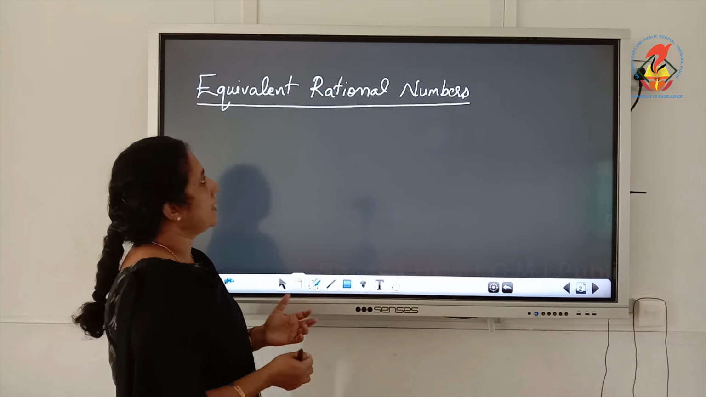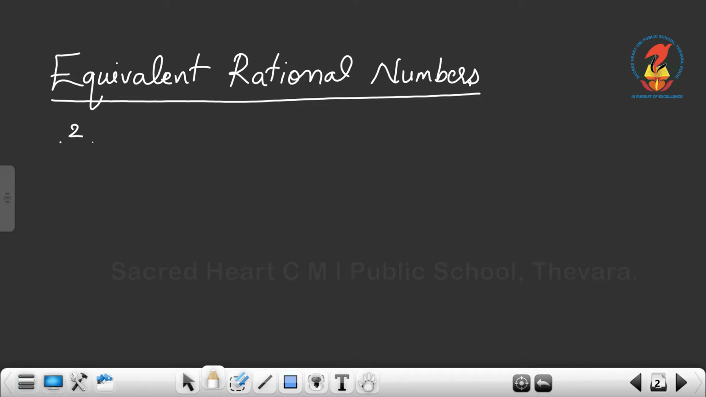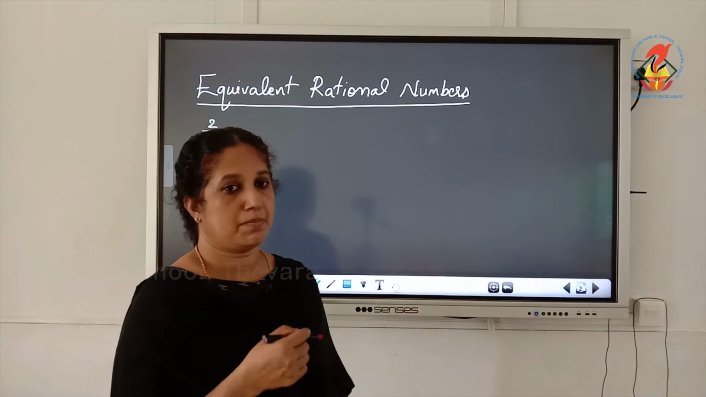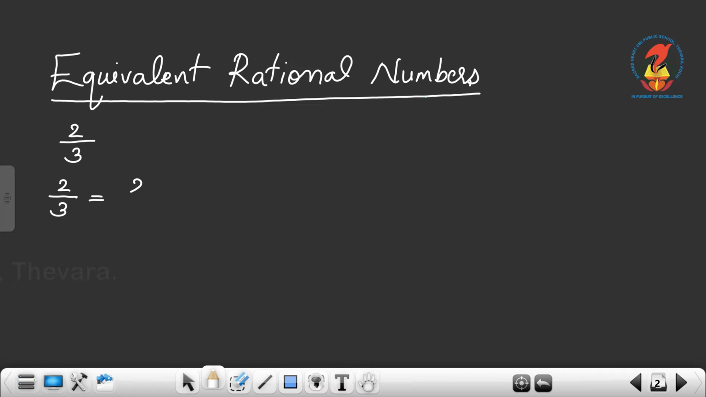And how will we obtain the equivalent rational numbers? Now consider the rational number 2 by 3. We can multiply the numerator and denominator of this rational number by a non-zero integer. Suppose I multiply both numerator and denominator by 2, then I will get 4 by 6. So 2 by 3 is equal to 4 by 6. So 4 by 6 is an equivalent rational number.